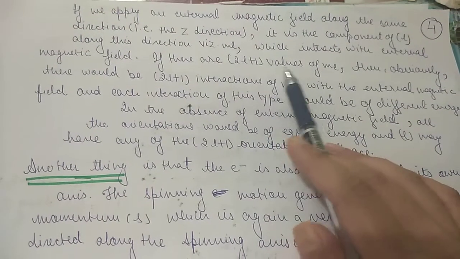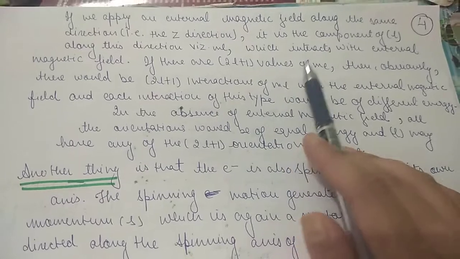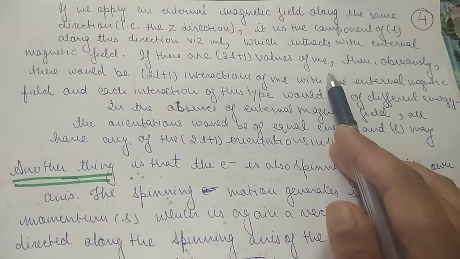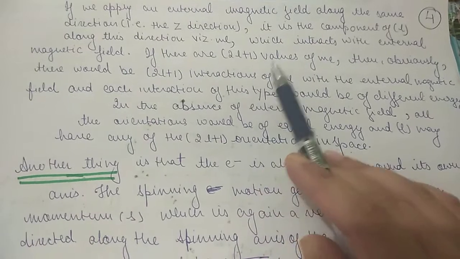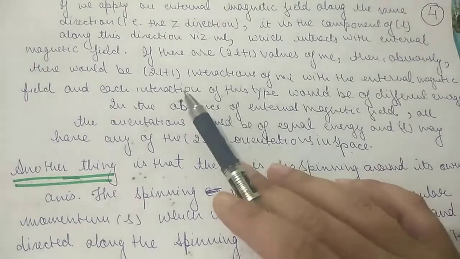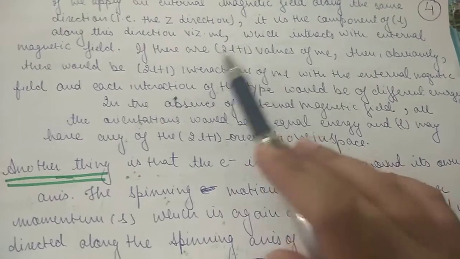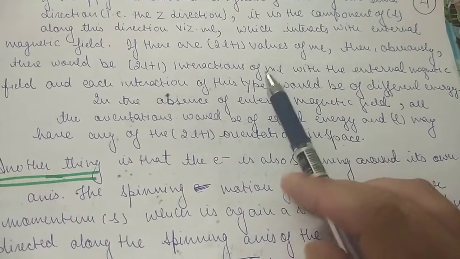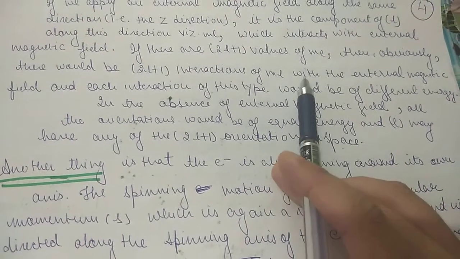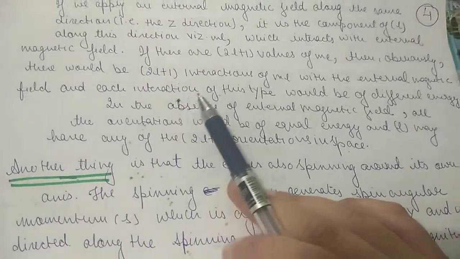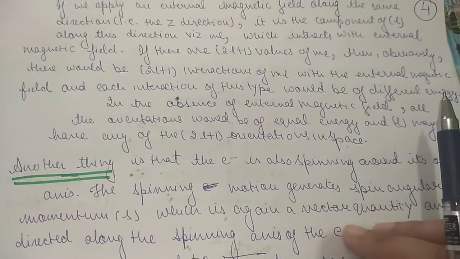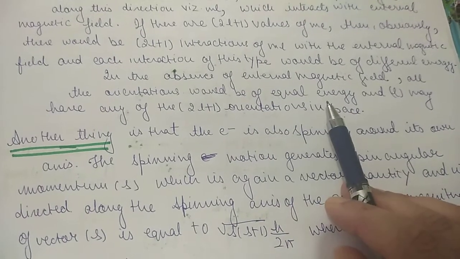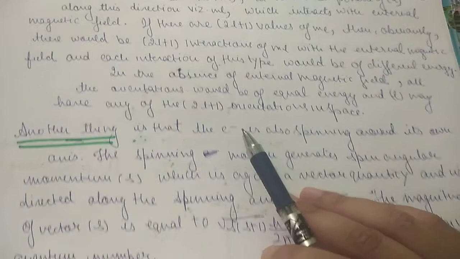So we have 2L plus 1 values of ML. You know there were 5 from -2 to +2, 2L plus 1, when L is equal to 2. 5 values are possible, which we took as an example earlier, from -2 to 2: -2, -1, 0, 1, 2. And then if we apply an external magnetic field, each of these orientations of ML will interact with the external magnetic field, and each interaction of this type would be of different energy. And when there is an absence of external magnetic field, all the orientations would be of equal energy, and L may have 2L plus 1 orientations in space.